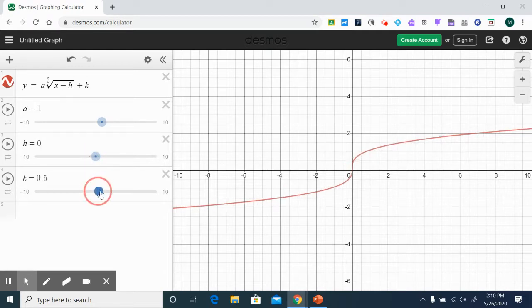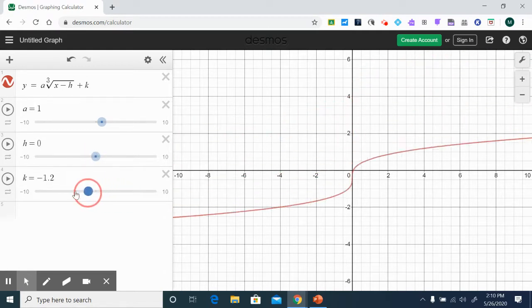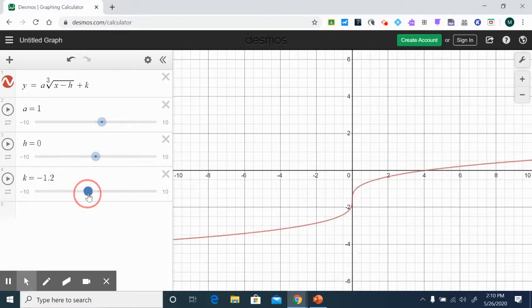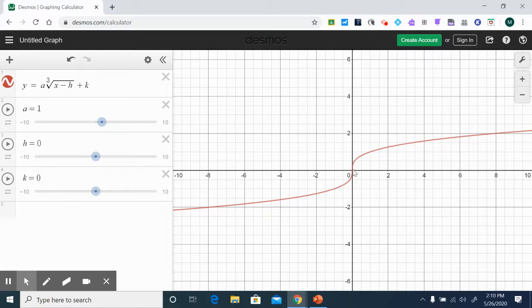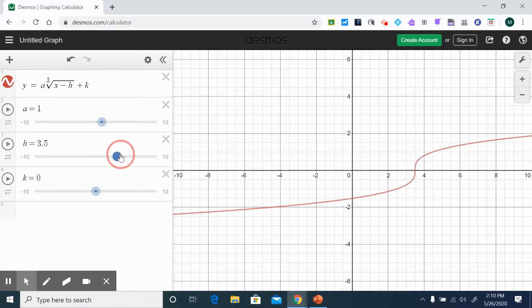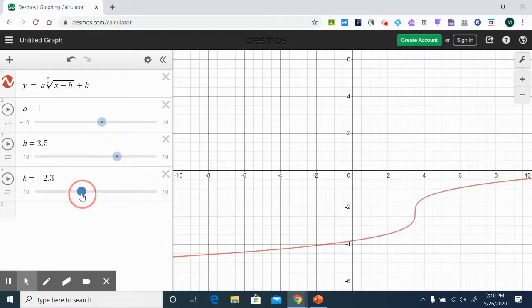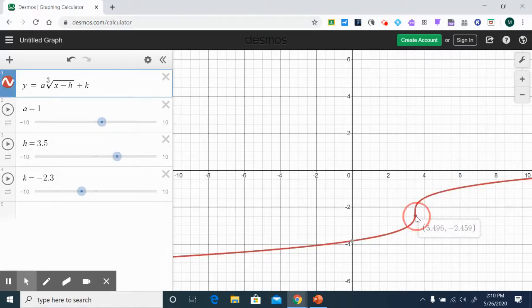And then when k is positive, my function goes up. When k is negative, my function goes down. And that point of inflection there, which is normally at (0, 0), like that point of inflection there is my h value. It's having some rounding issues because it may not quite be on it exactly. But if you notice there, my x value is around 3.5 and my h value is 3.5.